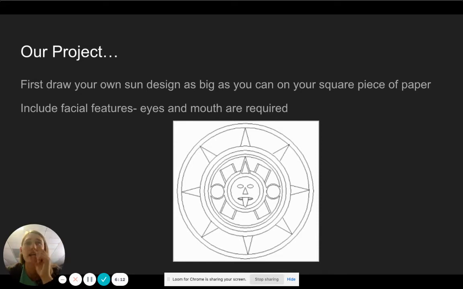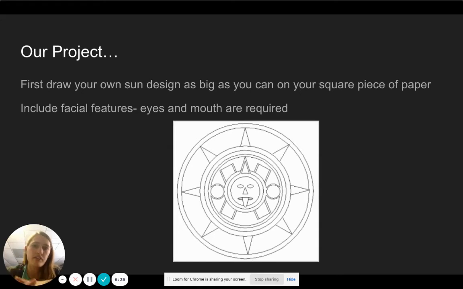I have an eye on each side. My nose is the same on each side. I have a nostril on each side. I have the same amount of teeth on each side. I have an ear on each side. Okay, you have hair on both sides, right? Our faces are symmetrical. They're the same on both sides. So if I divide a line down the middle, my left is the same as my right. So that's what I want you guys to do with your sun design.